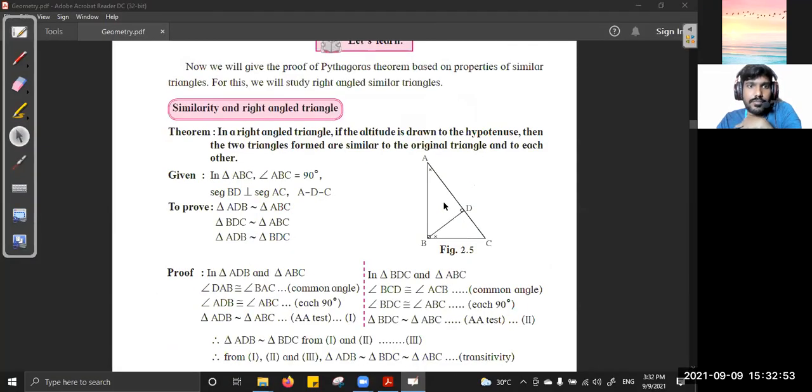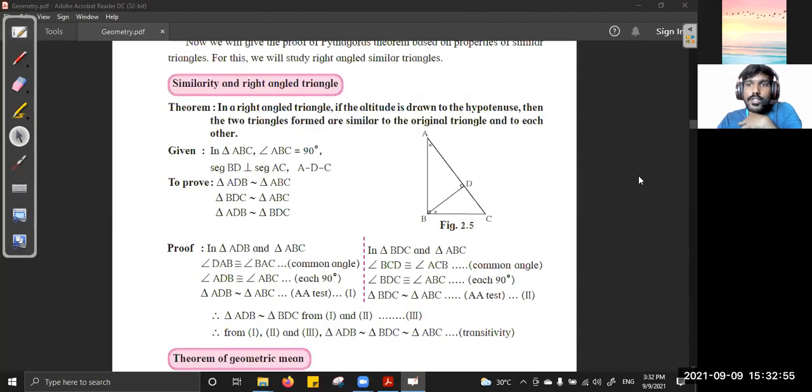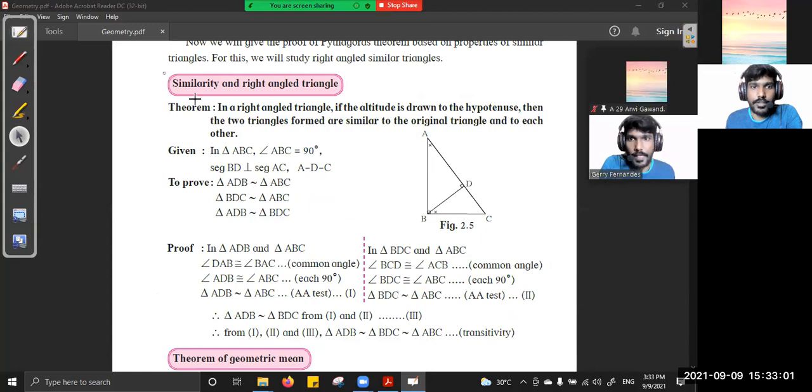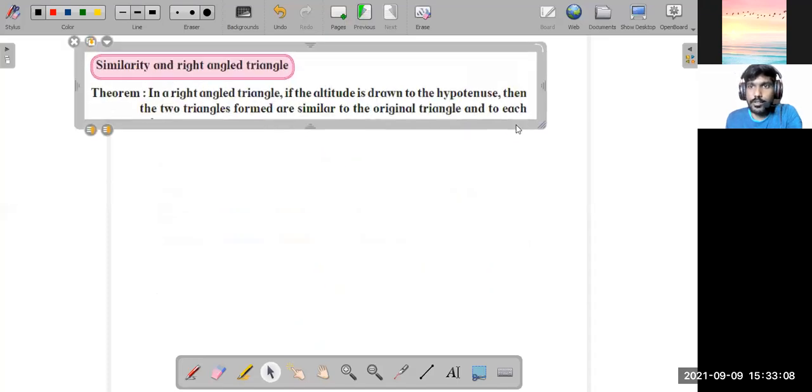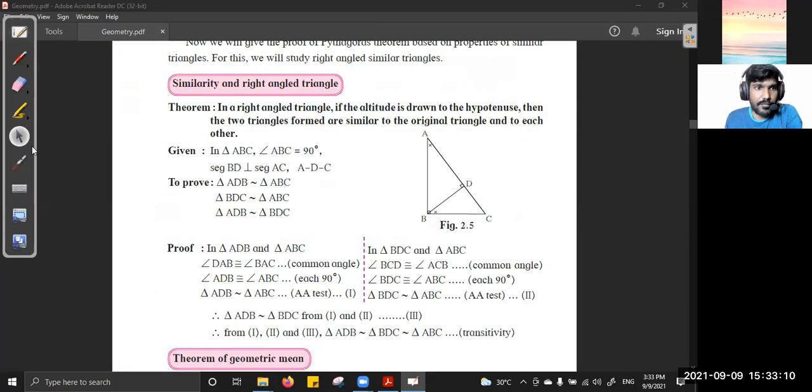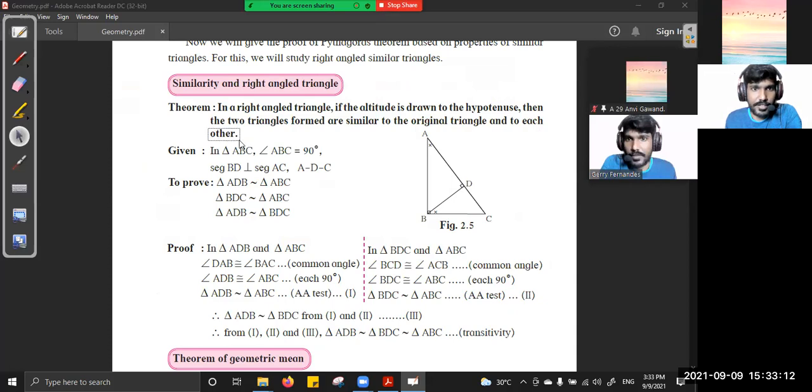Yeah, got it. Okay, so we'll do the next topic, Pythagoras theorem. The proof of the theorem we will do. Now, before that Pythagoras theorem proof, we need to know one small theorem or one small property. I'll tell you what this property says.